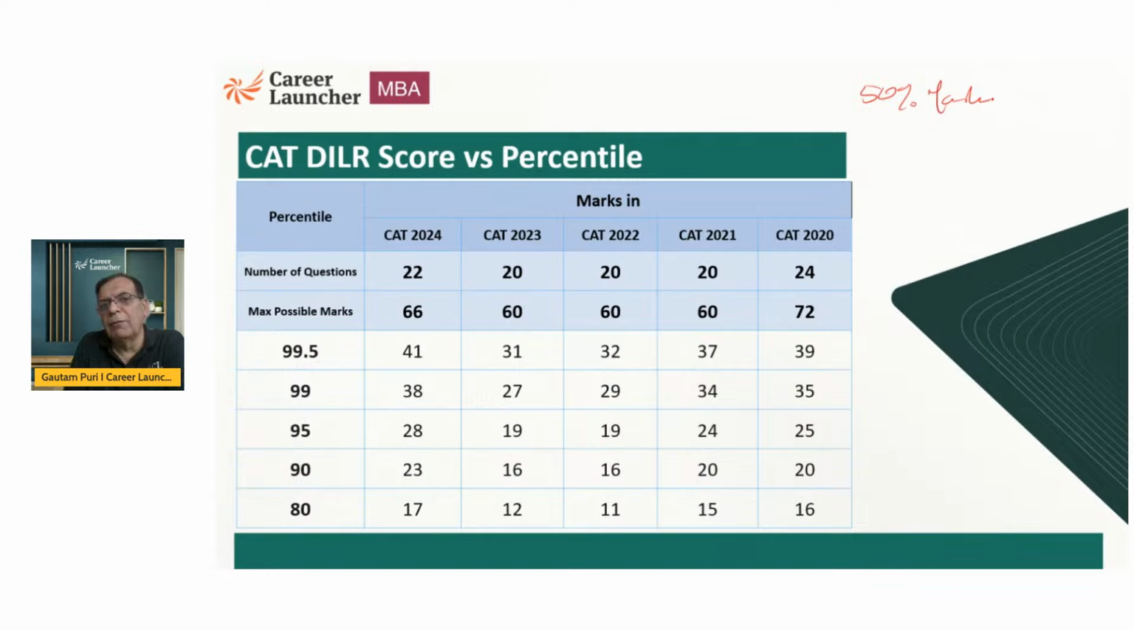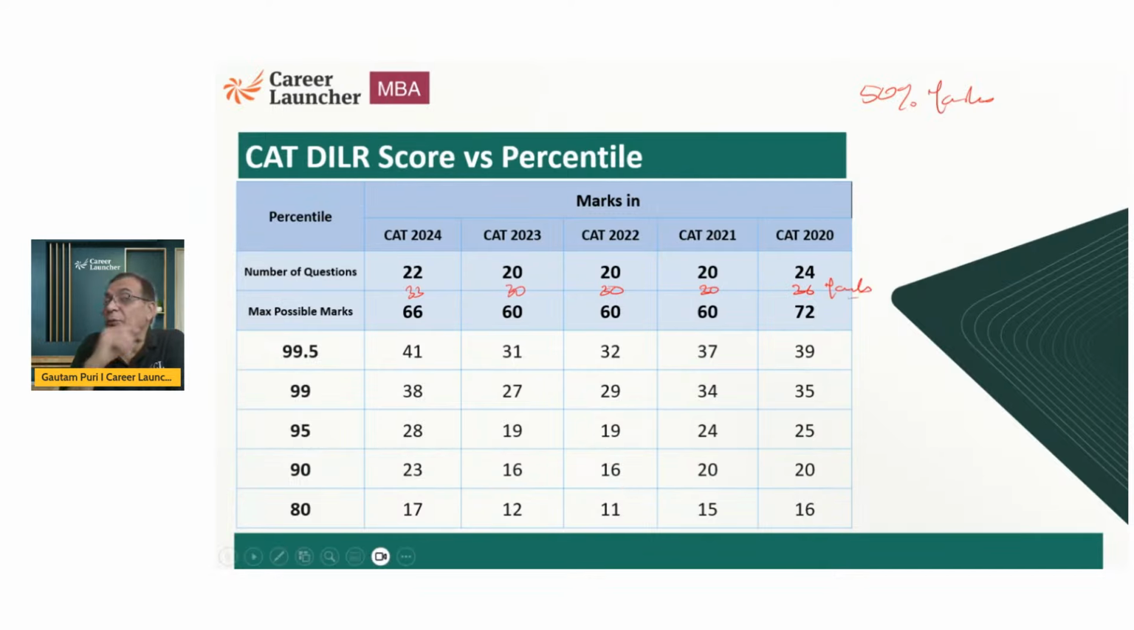what are 50% marks? In CAT 2020, 50% marks would have been 36 marks. 21, 22, and 23 would be 30 marks. And in CAT 24, it would be 33 marks. So these are the 50% marks.